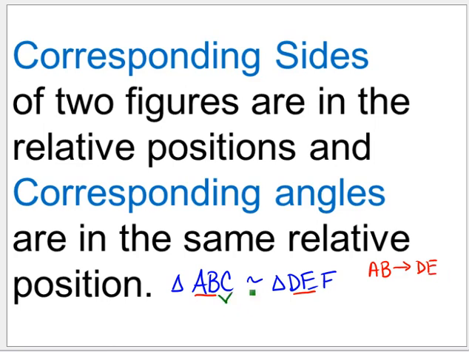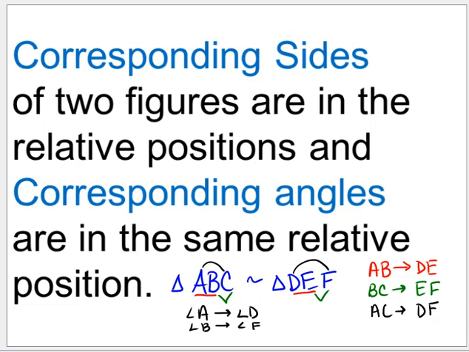Because BC is the second and third letter and EF are the second and third letter, BC is going to correspond to EF. Lastly, because AC is the first and third letter and DF is the first and third letter, AC corresponds to DF. Now we can also talk about the corresponding angles. Angle A corresponds to angle D for the same reason. A is in position 1 and D is in position 1. Angle B corresponds to angle E, and angle C corresponds to angle F.